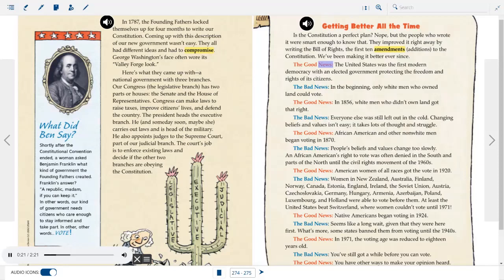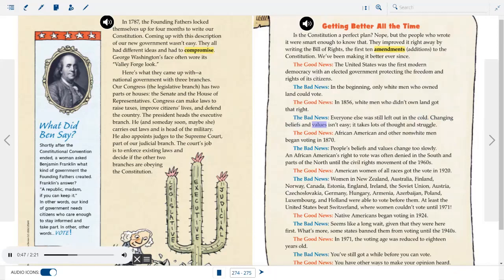The good news. The United States was the first modern democracy with an elected government protecting the freedom and rights of its citizens. The bad news. In the beginning, only white men who owned land could vote. The good news. In 1856, white men who didn't own land got that right. The bad news. Everyone else was still left out in the cold.